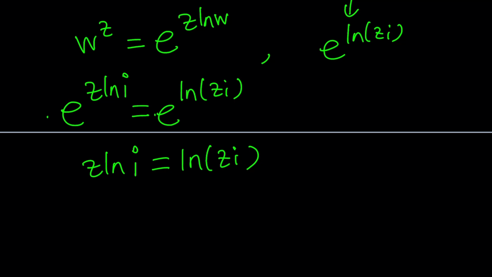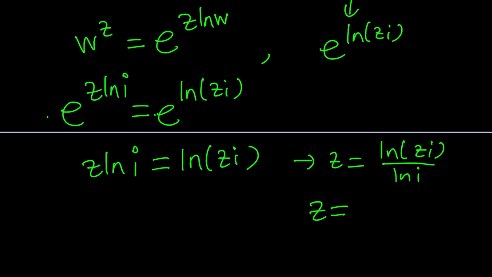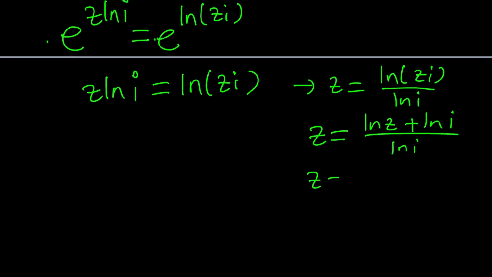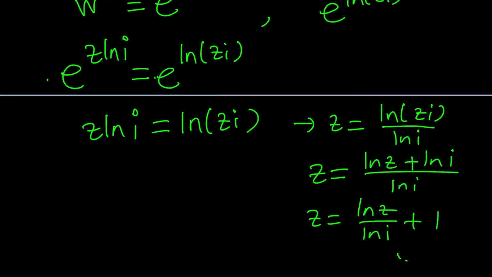Okay, here we go. So now we kind of have ln's on both sides, and you may be tempted to write it as z equals ln zi over ln i, and then maybe even do this. Can we write this as ln z plus ln i over ln i, and then even separate it into z equals ln z over ln i plus 1? Okay, I'm not exactly sure where this is going to lead. I just tried, but I want to stick to this equation. Now, how do you solve such an equation?